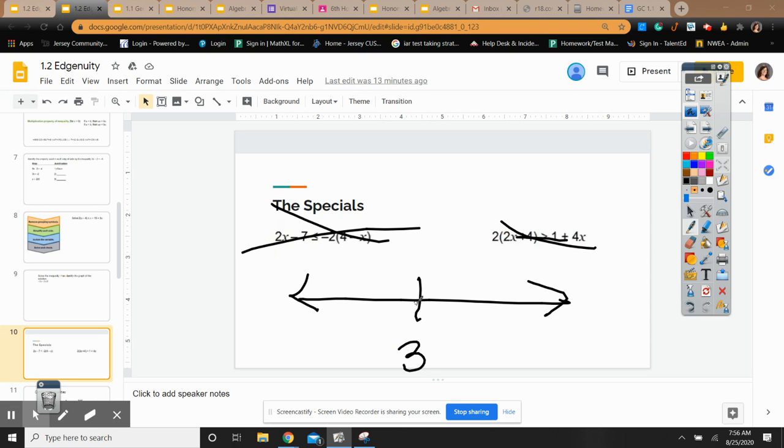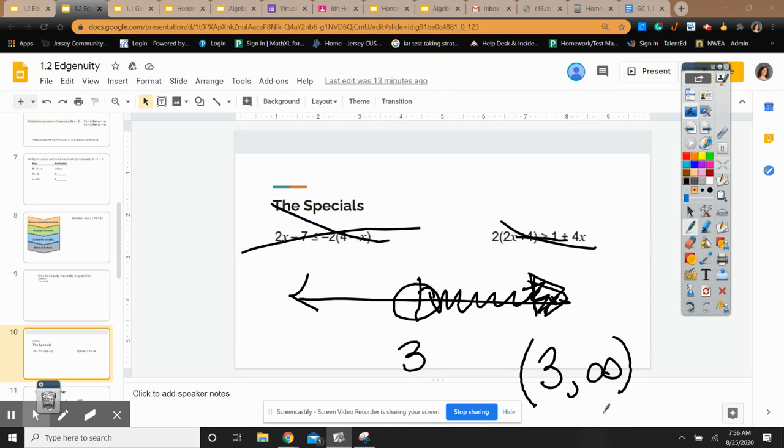Let's say that this is my graph. This is a perfect graph. They might want you to say the solution set is this. It's all numbers from 3 to infinity. Now, we always put a parenthesis by infinity because you can never be infinity. And because it cannot be 3 here, we would do a parenthesis here. So this is telling you that this picture of solutions is everything from 3 to infinity.